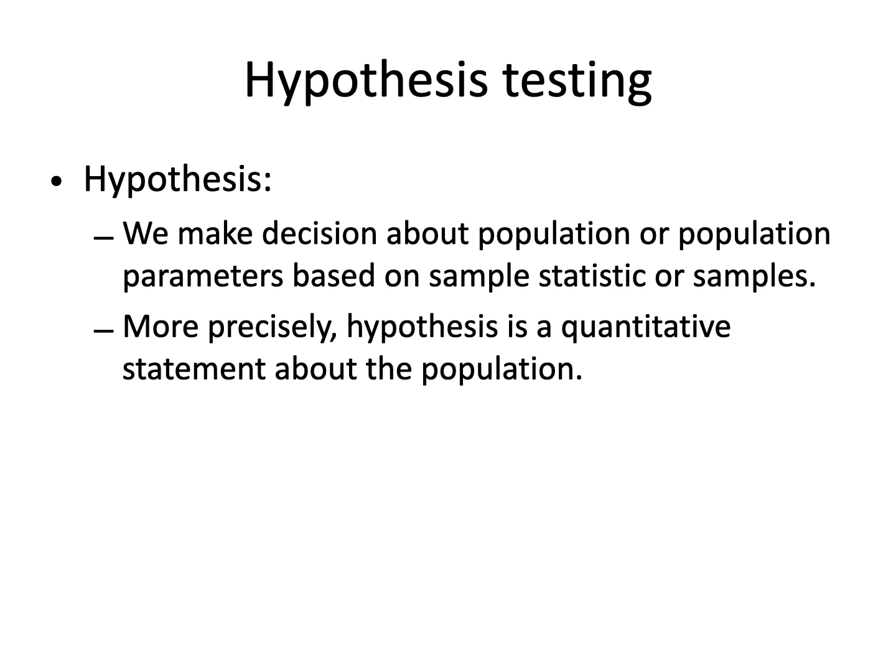We make a decision about population parameters based on sample statistics or samples. Whenever we make a decision about the population parameter, we make an assumption about it, and this assumption is known as the statistical hypothesis. In other words, we make a claim about the population parameters, and more precisely we define hypothesis as a quantitative statement about the population.